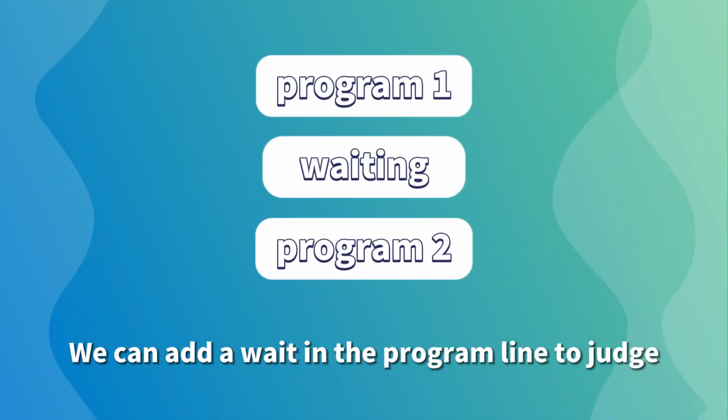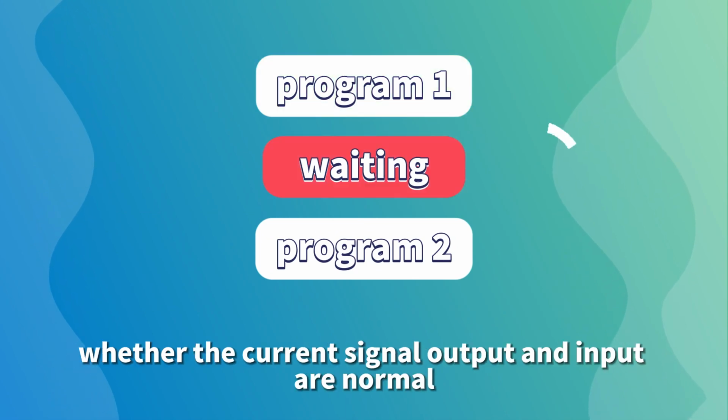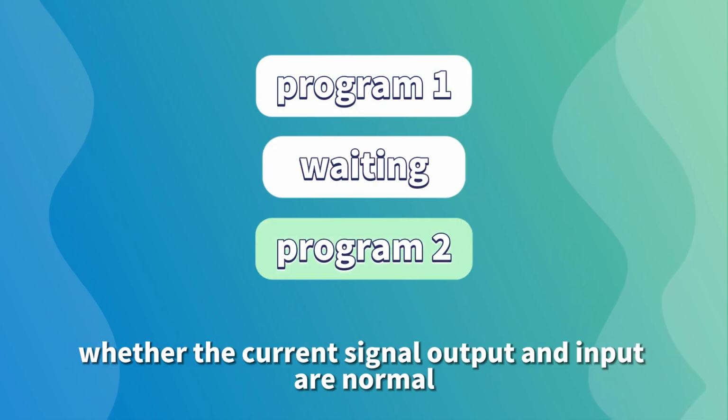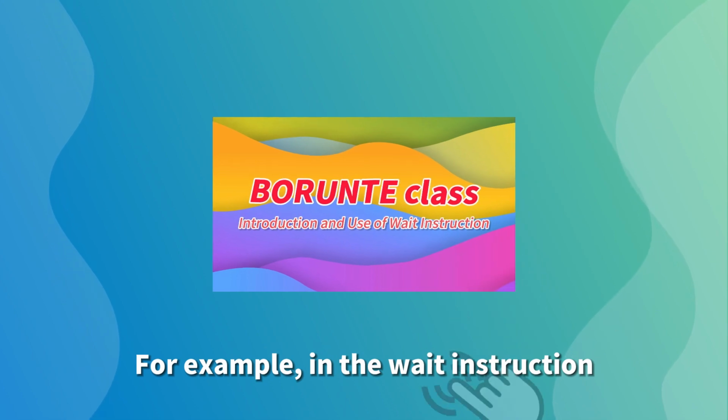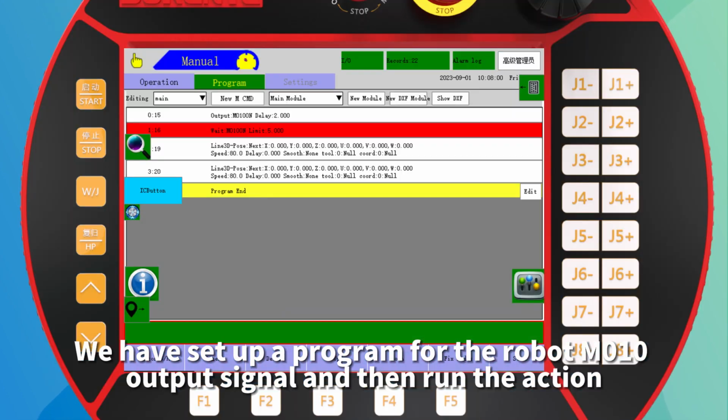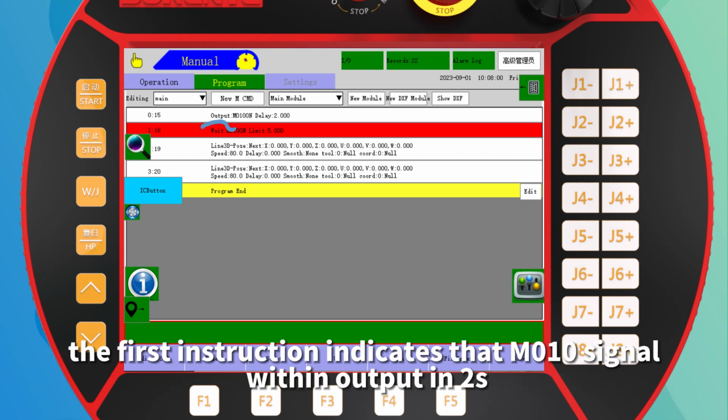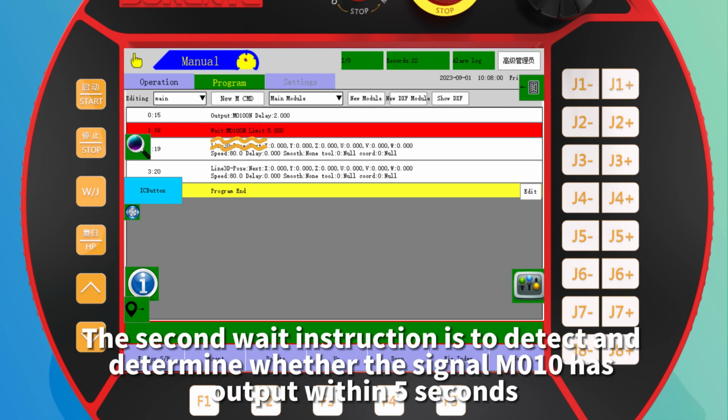We can add a wait in the program line to judge whether the current signal output and input are normal. For example, in a wait instruction, we have set up a program for the robot to output the MO10 signal and then run the action. The first instruction indicates that the MO10 signal is output. The second wait instruction is to detect and determine whether the signal MO10 is output within 5 seconds.